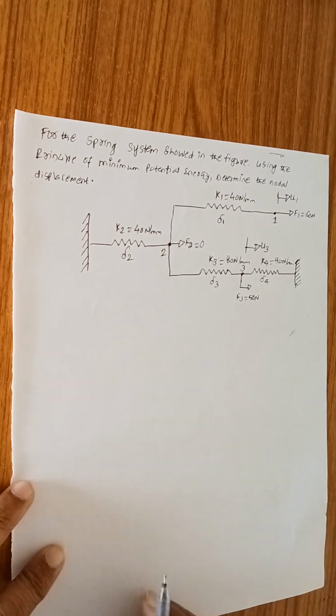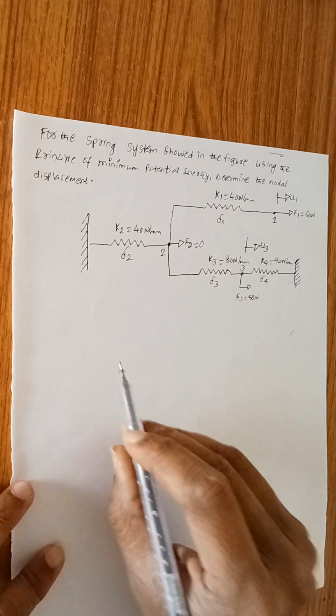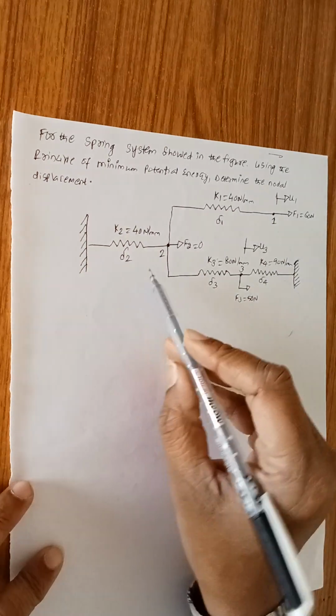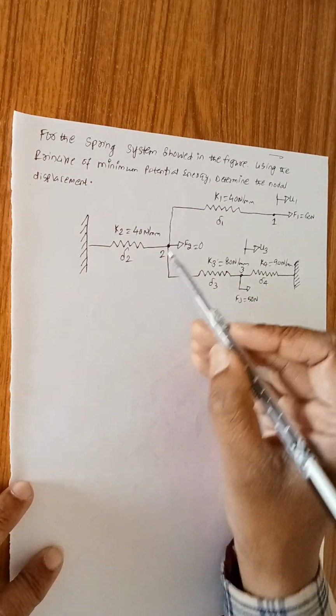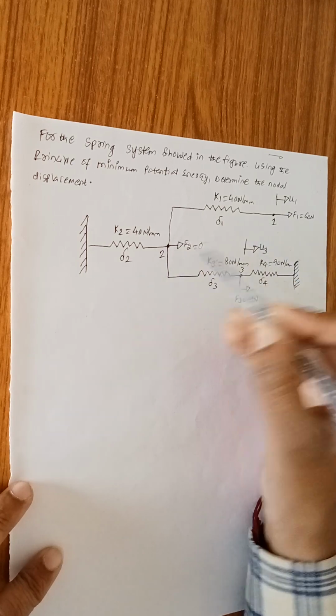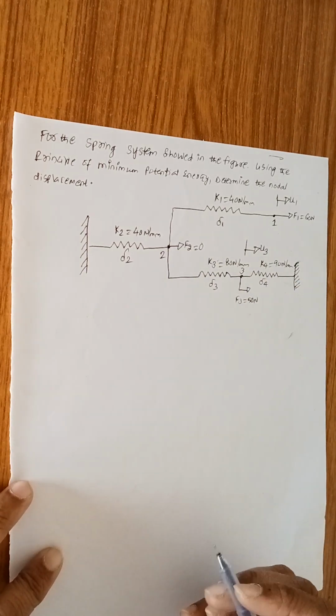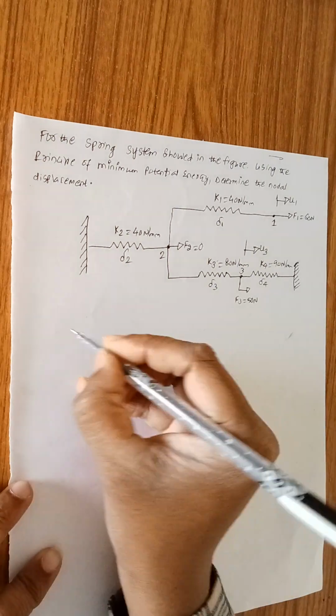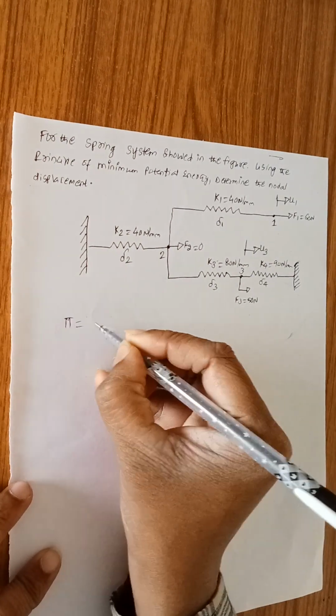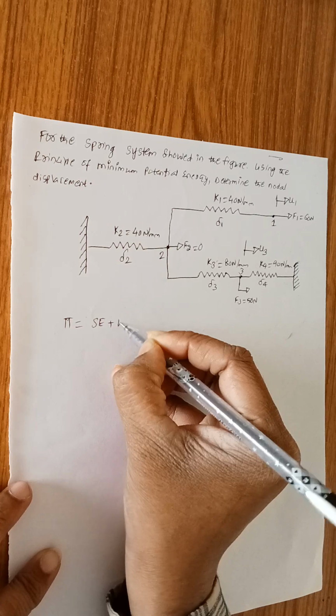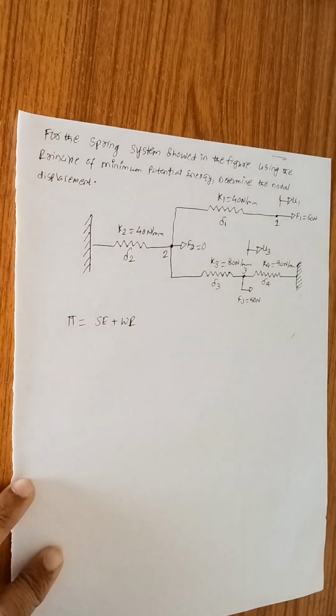but here we have a spring system with total of 4 springs. So 4 springs in the sense there would be 4 deflections and 4 stiffnesses, and you can just see there are totally 1, 2 and 3 nodes. 3 nodes in the sense there would be 3 displacements and 3 forces acting. Therefore, the potential energy equation pi is given by strain energy plus work potential. So that one I think you will be knowing it well.